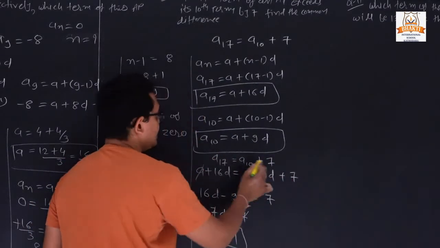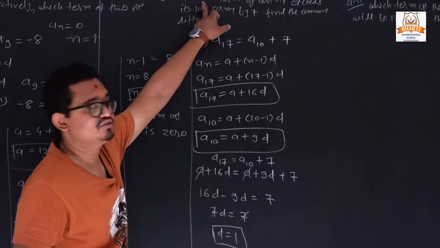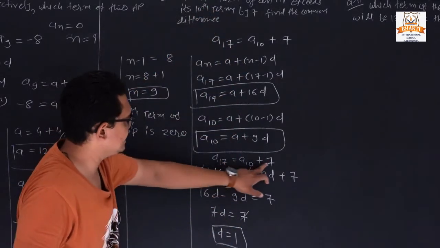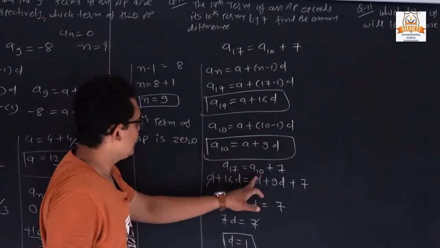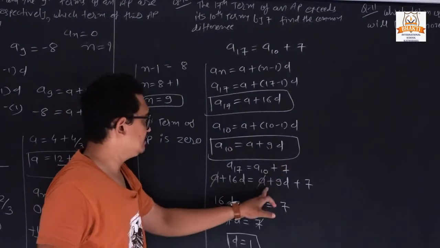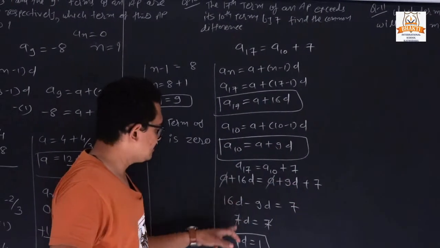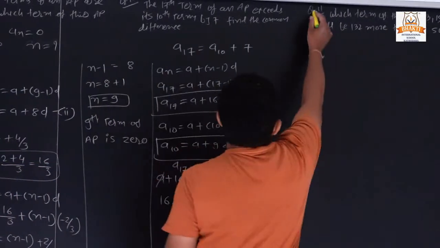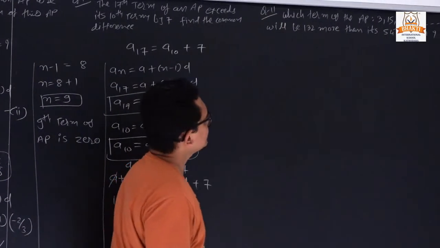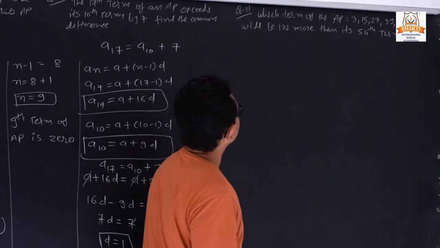So the difference is d equal to 1, and here we can also write the condition. Clear? This condition is given in our question. So according to the condition we can write like that, and A17 is replaced with a plus 16d and A10 is replaced with a plus 9d. Simplify that, so we can find the answer. d is equal to 1.